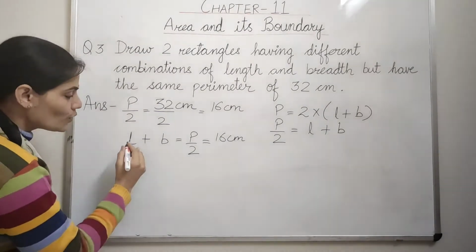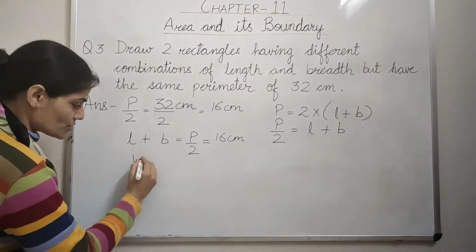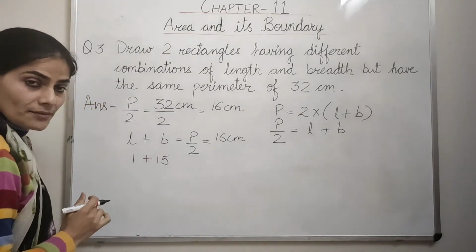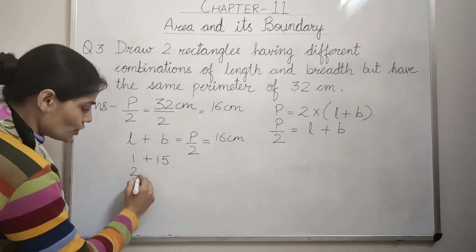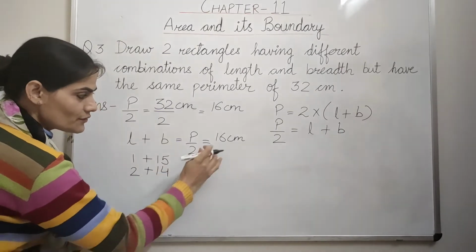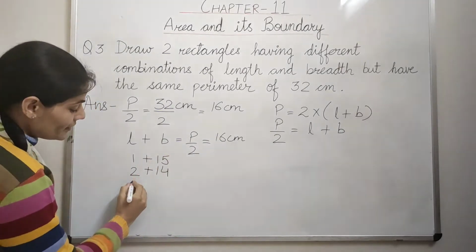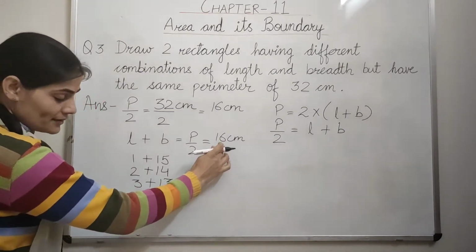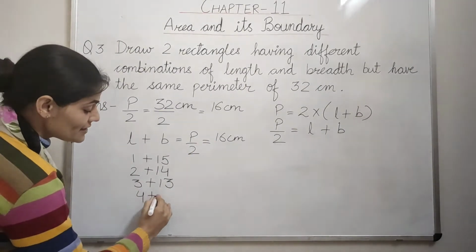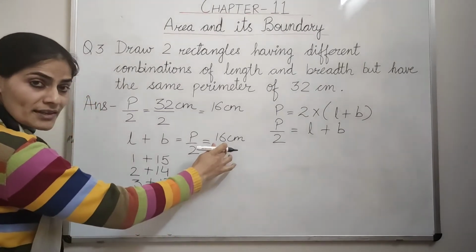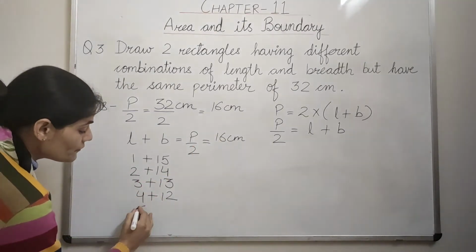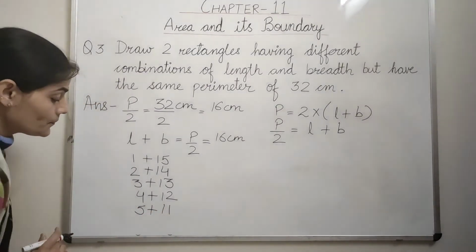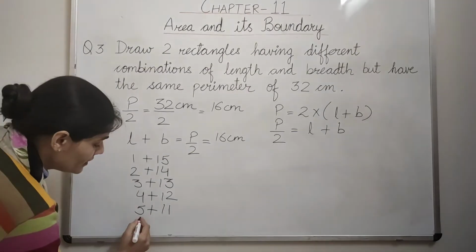I begin with 1, that is the first counting number. 1 plus 15 will give me 16. Next counting number is 2. 2 plus 14 will give me 16. 3 plus 13 will give me 16. 4 plus 12 will give me 16. 5 plus 11 will be equal to 16. That is half of the perimeter.